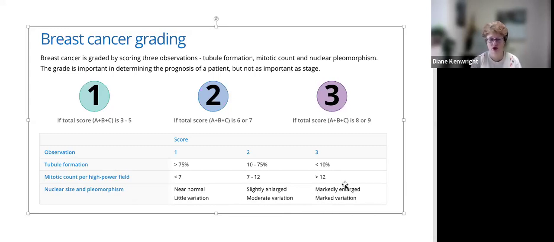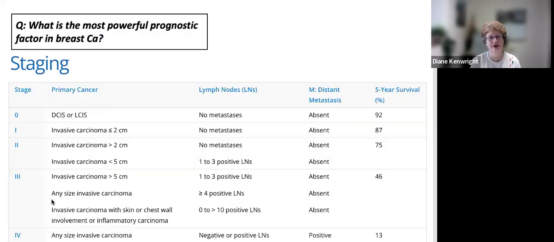Please do not memorize this table. The concept here is that a higher grade breast cancer will behave in a more aggressive way, and that there are three components that make up whether we decide a breast tumor is going to be more aggressive biologically. Okay, so what is the most powerful prognostic factor in breast cancer? The answer is staging.